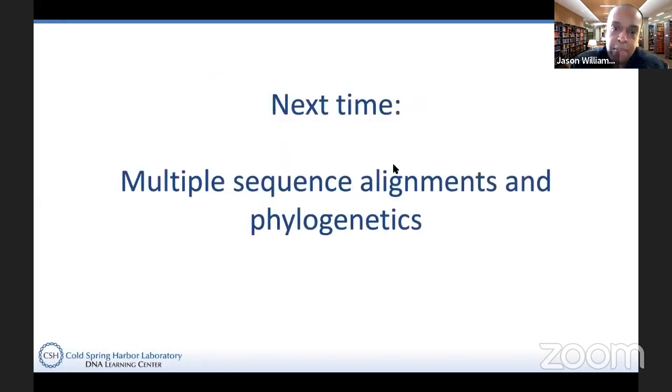So let's do our BLAST search. And then what's coming up next time is going to be sequence alignments. So we're going to go to Subway. And this doesn't take very long, and it's where we're going to end for today.